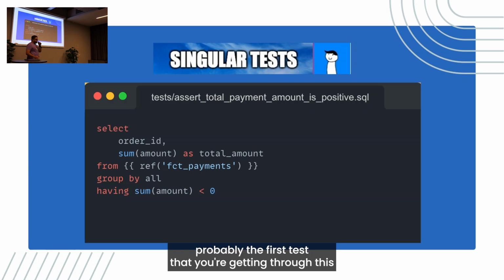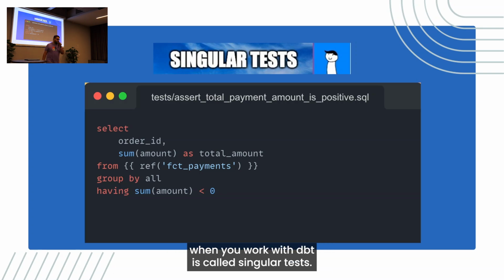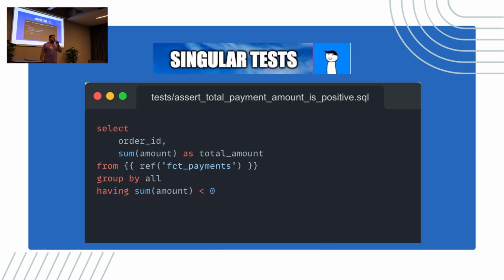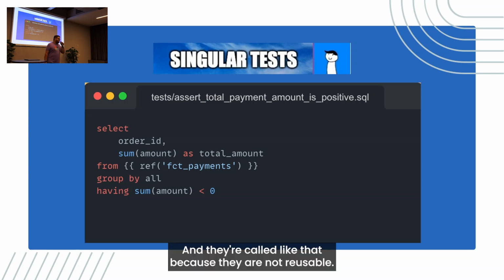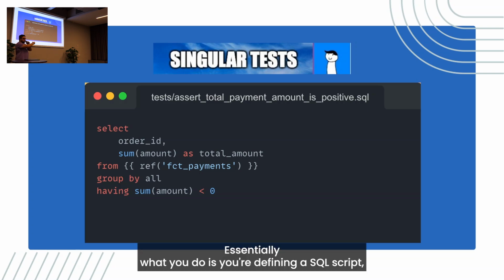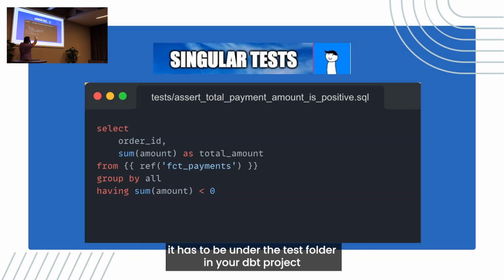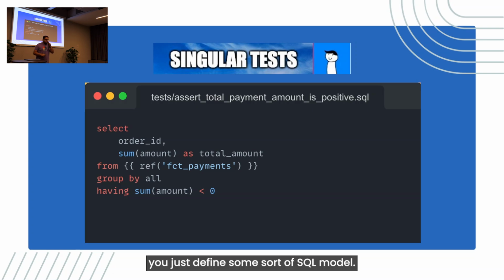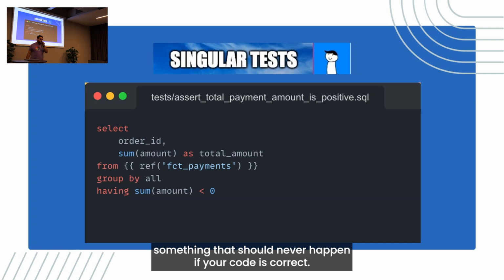Probably the first test that you get introduced to when you work with DVT is called singular tests. And they're called that because they are not reusable. They're meant for one singular use case. Essentially, you define a SQL script, which has to be under the tests subfolder in your DVT project. You just define some sort of SQL model, and if at least one row is returned, the test is gonna fail. In other words, you should type here something that should never happen if your code is correct.